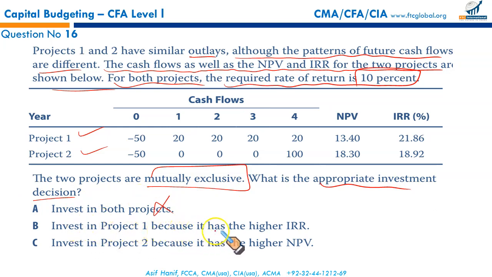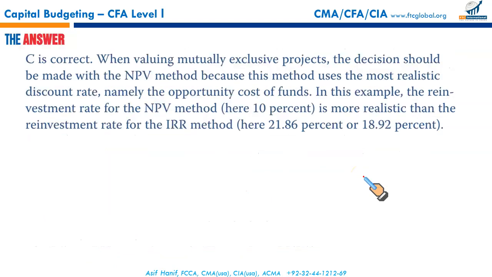Invest in project 1 because it has higher IRR. We discussed yesterday the pitfall of IRR. IRR can put you in trouble in mutually exclusive projects and in projects with unconventional cash flows. Even if it's a conventional cash flow, IRR is rarely used alone for investment decisions. So even though it has higher IRR, our decision is based upon the NPV. Invest in project 2 because it has higher NPV. No computation needed, go straight for C and there you go.